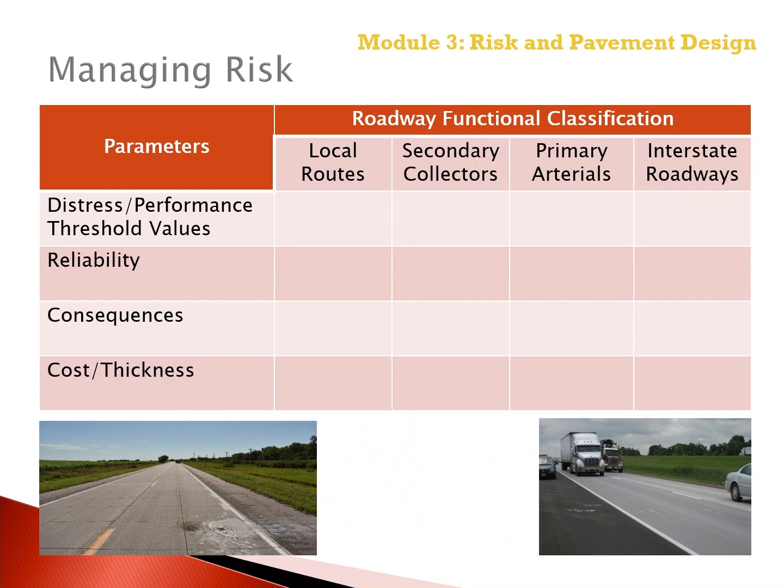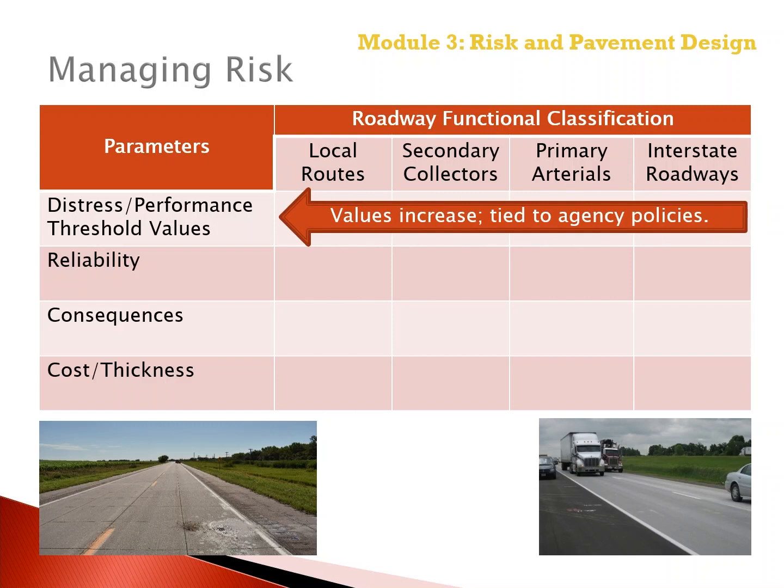So, further discussing risk and how it is managed within a design. Our parameters are distress, performance threshold values, reliability, consequences, and then the cost and/or thickness of that risk and/or the consequence. Risk is usually managed as a function of the importance of the roadway itself, or the roadway functional classification. In other words, the design or performance threshold values typically become greater going from high volume interstate routes to much lower volume local routes.